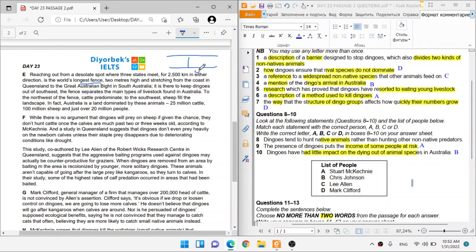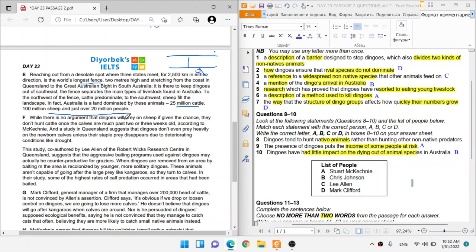So there are dingoes here, and the fence separates main types of livestock found. To the northwest of the fence, cattle predominate. Here, there's cattle, right? And to the southwest there is sheep. Australia's land is dominated by these animals: 25 million cattle and 100 million sheep, just over 20 million people.